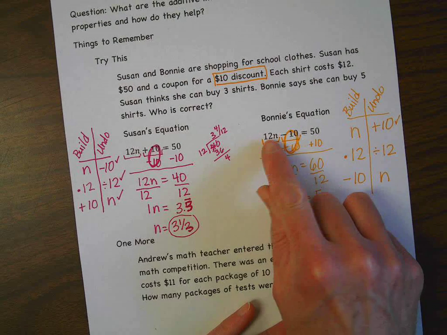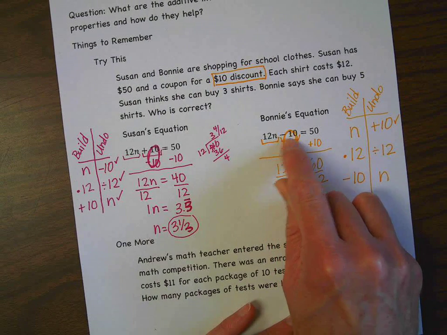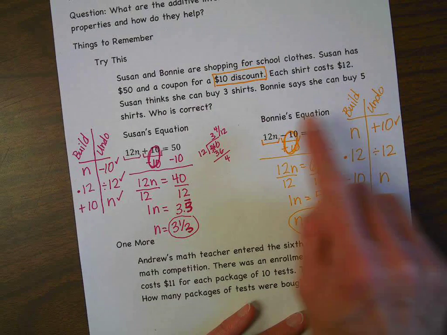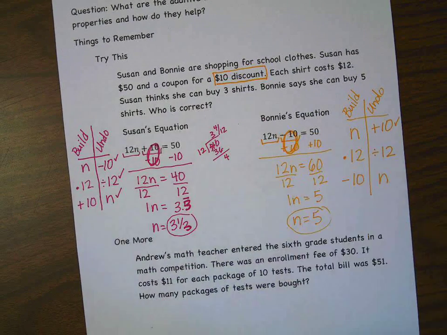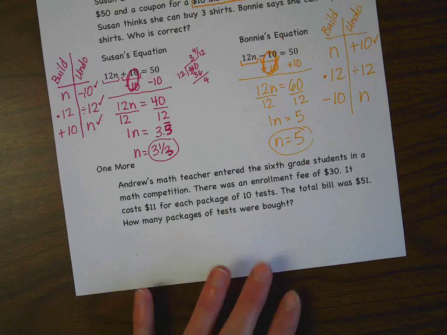So again, Bonnie's equation is correct because the shirts cost $12. We don't know how many she has. She has a discount of $10. So whatever this cost is, we're going to subtract $10 off of that, and then she will be able to spend her $50. Okay? All right, kiddos, that's that problem.